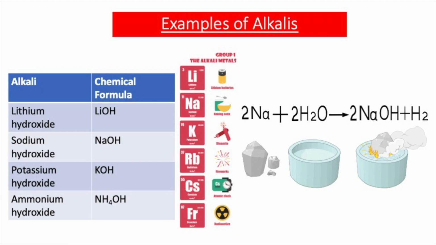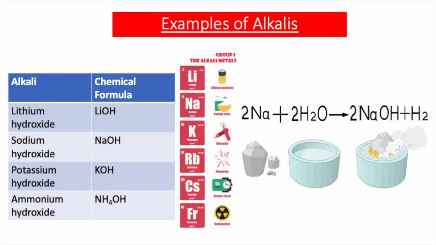Now, at GCSE, the alkalis that we come across are lithium hydroxide, sodium hydroxide, potassium hydroxide and ammonium hydroxide. And the chemical formula of lithium hydroxide is LiOH, sodium hydroxide NaOH, potassium hydroxide KOH and ammonium hydroxide NH4OH.